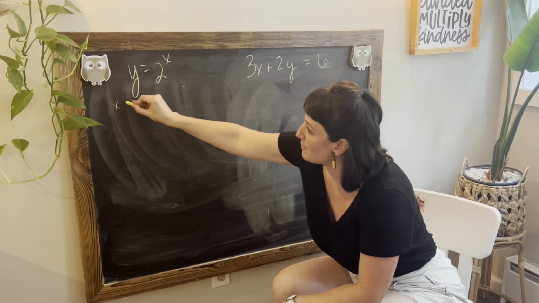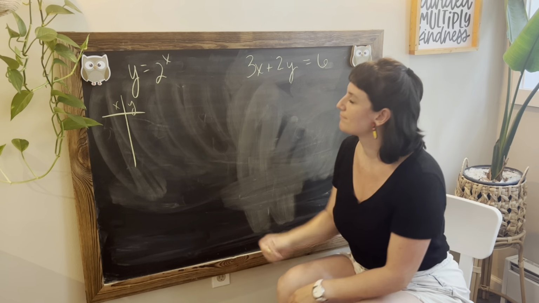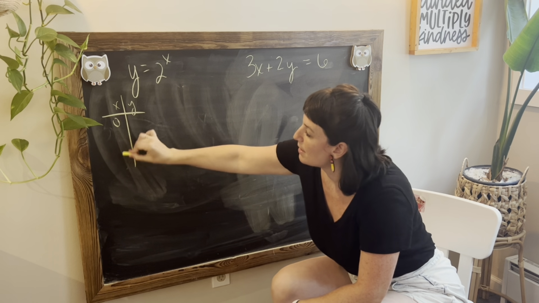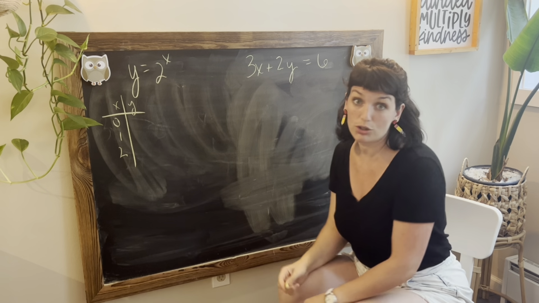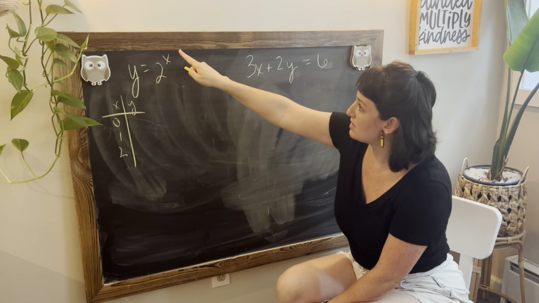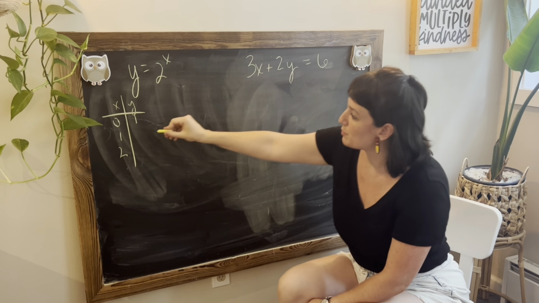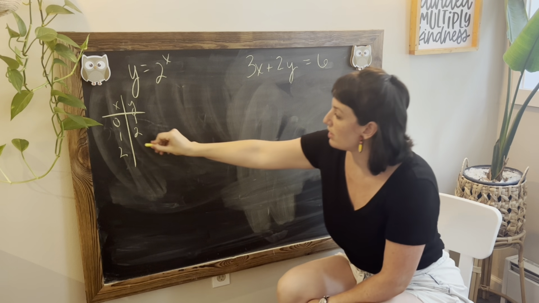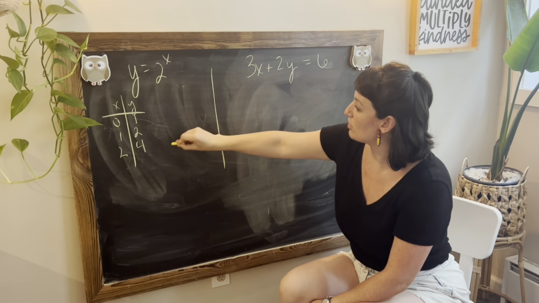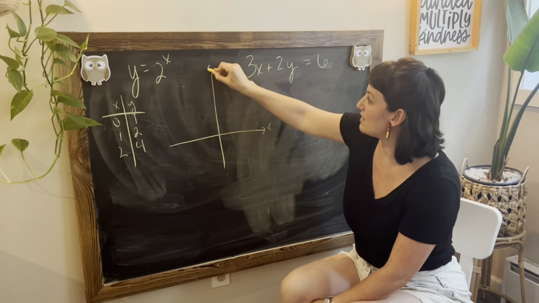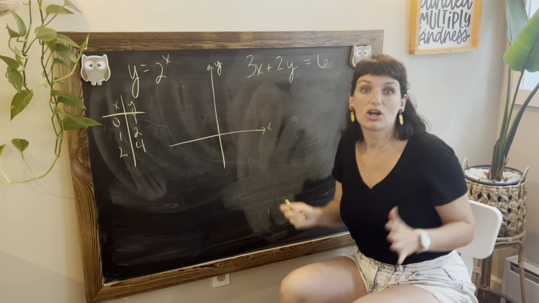So I'm gonna say, okay, my x and my y, let me pick 0, let me pick 1, let me pick 2. 2 to the 0 is 1. Anything to the 0 is 1. 2 to the first power is 2. 2 squared is 4. Let me start graphing, right? The whole point of this is to plot my curve.